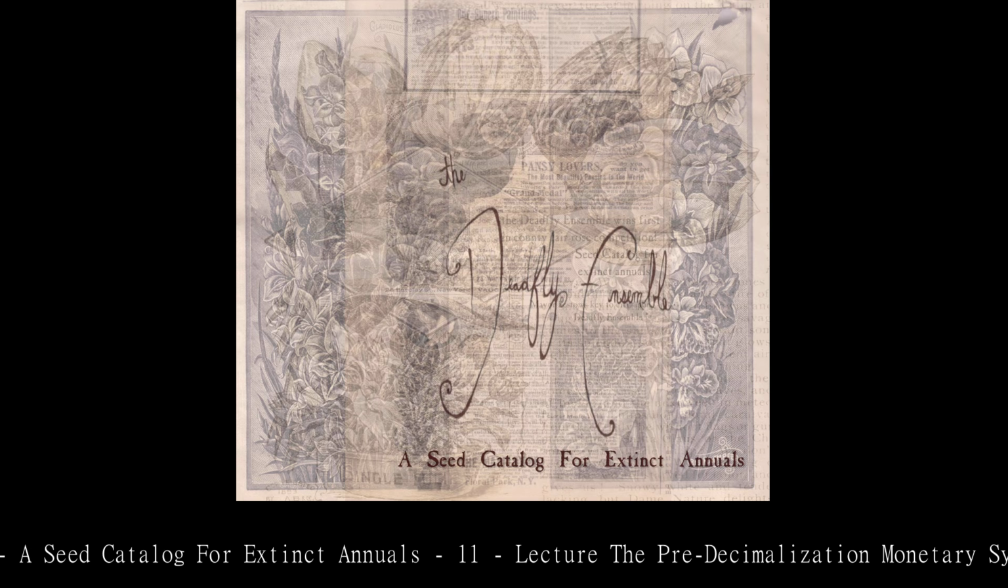1 guinea is equivalent to 1 pound 1 shilling, or 21 shillings. Keep a chart like this handy, and your pre-decimalization ignorance will be blinded by the golden light of knowledge.